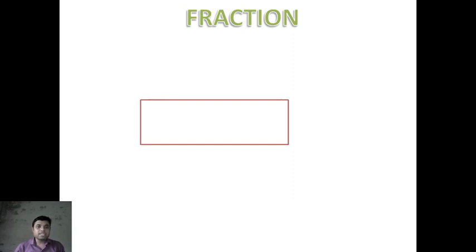So look here, this is a rectangle. Now I divide this rectangle into three equal parts. Look, 1 2 3, three equal parts. These three equal parts we have divided, each part is called a fraction. If we shade this one part, how many parts are shaded? One part is shaded among how many parts? Among three parts. So look here, this 1/3 is called a fraction.